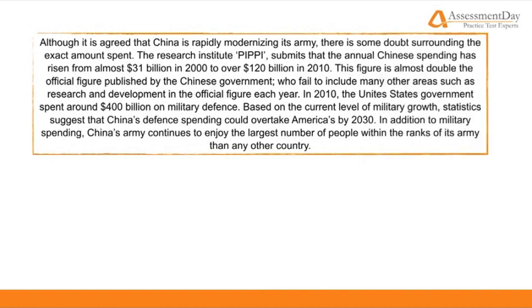Although it is agreed that China is rapidly modernizing its army, there is some doubt surrounding the exact amount spent. The Research Institute PIPPI submits that the annual Chinese spending has risen from almost $31 billion in 2000 to over $120 billion in 2010. This figure is almost double the official figure published by the Chinese government, who fail to include many other areas, such as research and development, in this official figure each year.